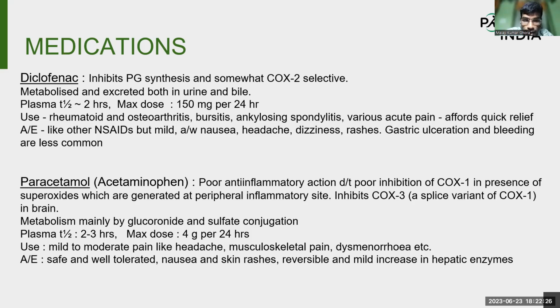4 gram. It is used for mild to moderate pain like headache, musculoskeletal pain, or pain during dysmenorrhea. Adverse effects: it is usually safe and well tolerated, and sometimes nausea and skin rashes occur, and a reversible and mild increase in the hepatic enzymes can occur.